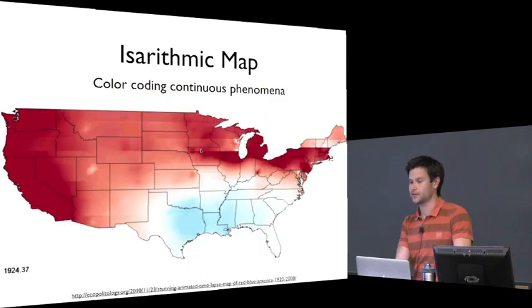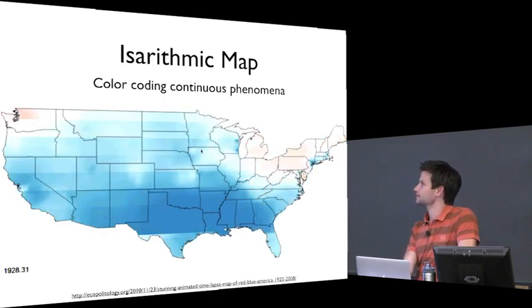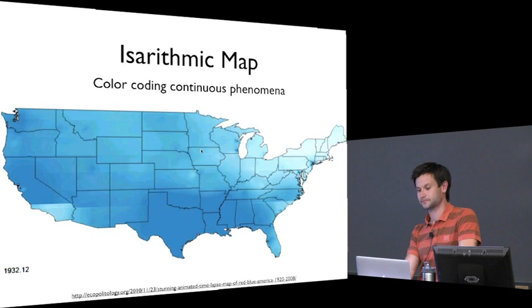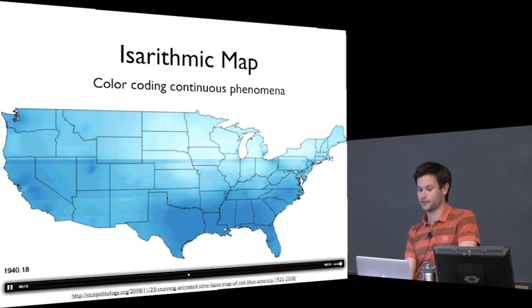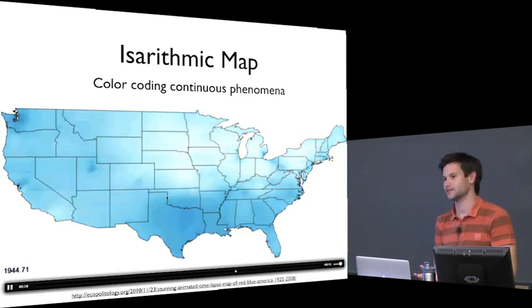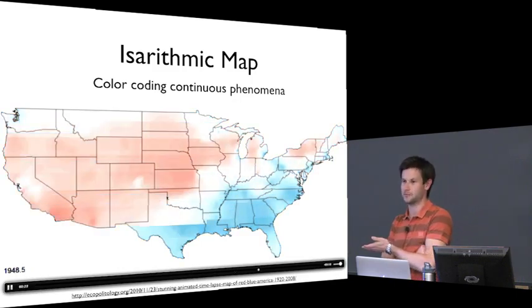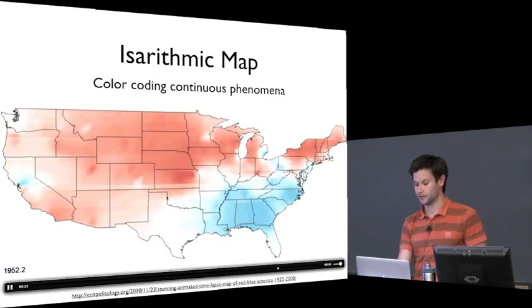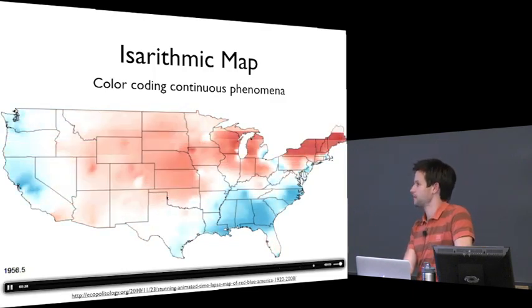Then we have isarithmic maps. Yeah? Isarithmic maps are different because they take a continuous phenomenon and color code it on top of a map. Yeah? So it's independent of the borders that we have here. It's just a continuous effect, like what's the temperature in the different parts of the country. That's called an isarithmic map. Of course, you don't want to encode the weather in a choropleth map.